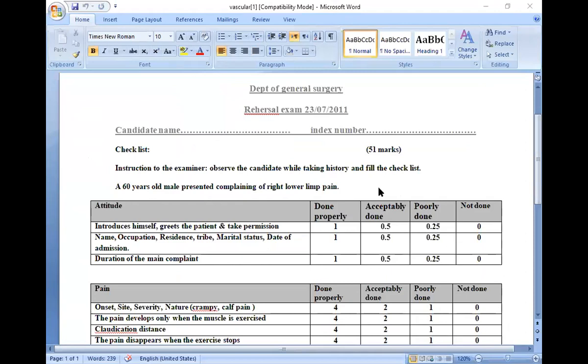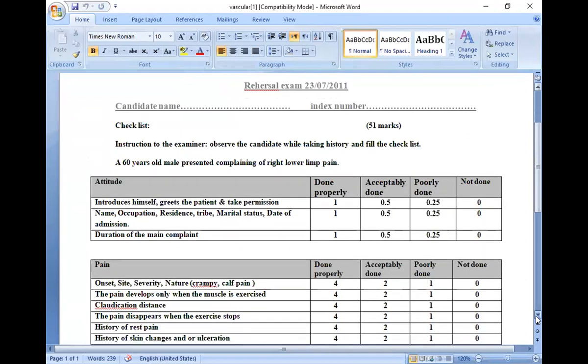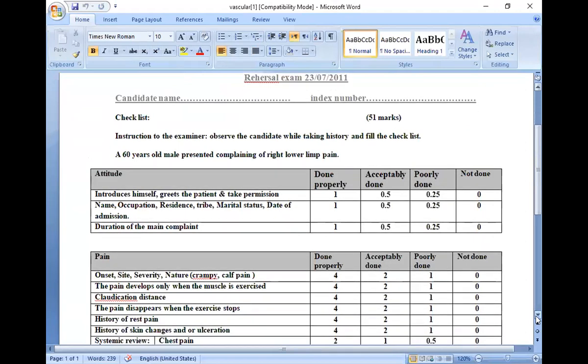Observe the candidate while taking history and fill the checklist. The candidate has to take a focused history from a 60-year-old male presenting with right lower limb pain, ischemic pain. As you see, introduce himself, greets the patient, take permission. This is one. Name, occupation, residence, tribe, marital status, date of admission, basic information, 1.